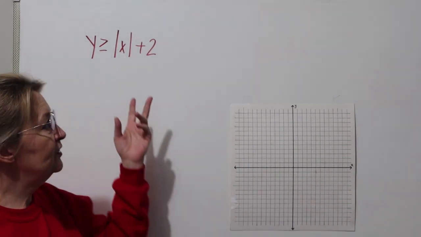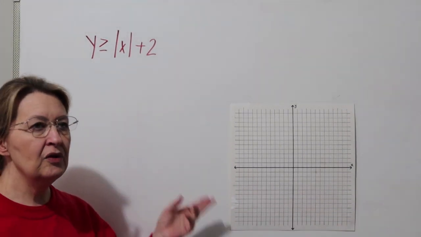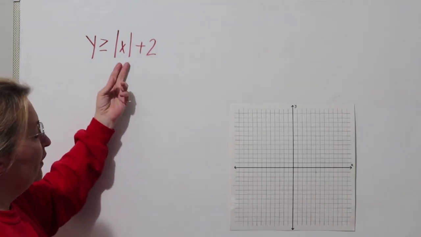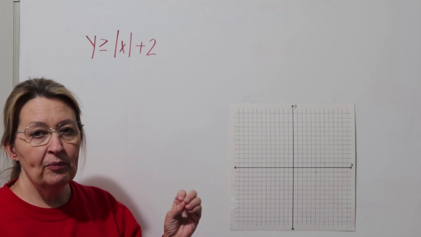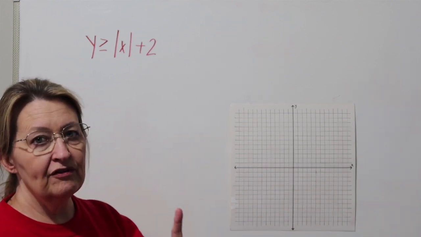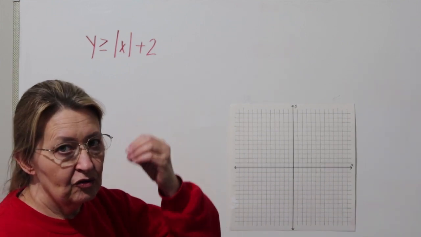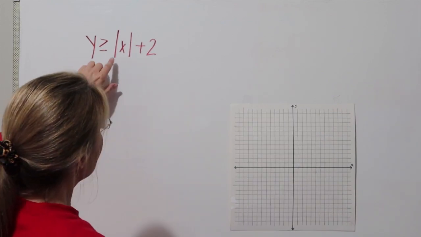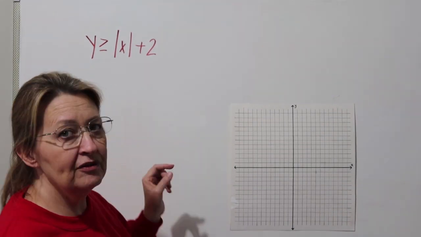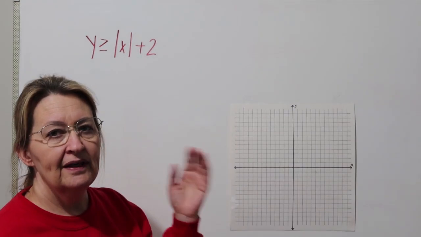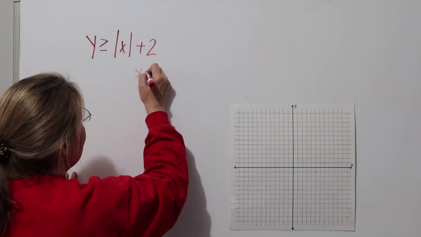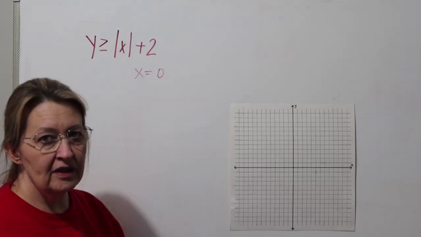Analysis is key. You see the absolute value, so you know it's going to make a V. When you have an absolute value, the most important point is that vertex. To find the vertex, you have to remember your rule that you memorized: take what is inside the absolute value, whatever it is, and set that equal to 0. So I'm going to start off with x equals 0.